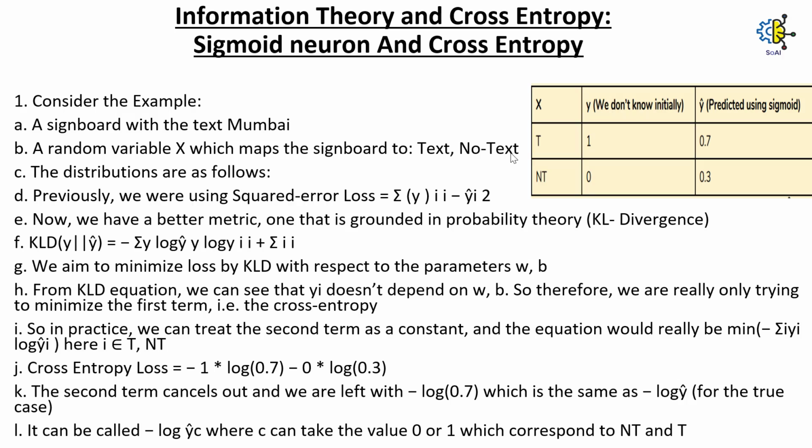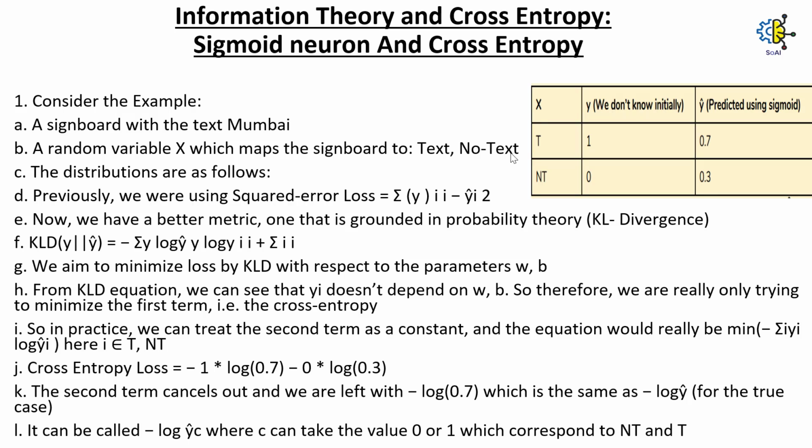Consider the example. Here x and y, which we don't know initially, and y cap is predicted using sigmoid. For variable x which is t, here the y is equal to 1 and the y cap is 0.7. For nt, the y is 0 and y cap is 0.3. A signboard with the text Mumbai, a random variable x which maps the signboard to text, no text. The distributions are as follows.